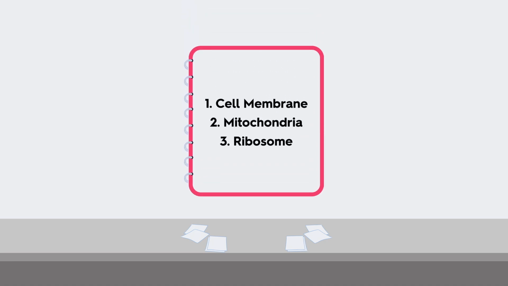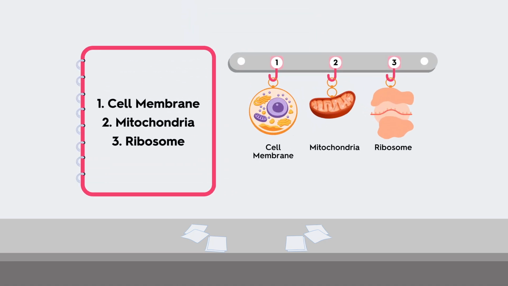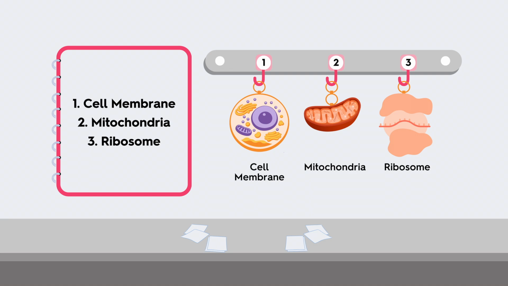Now let's transfer the same strategy to studying. Suppose you need to remember 3 cell parts in order. You do not need a brand new system. You use the same pegs and attach the new terms to them.